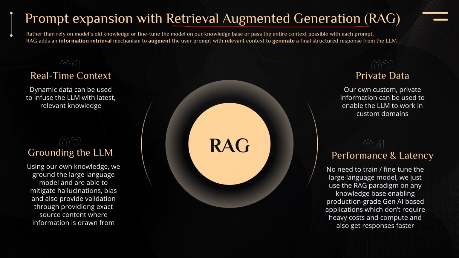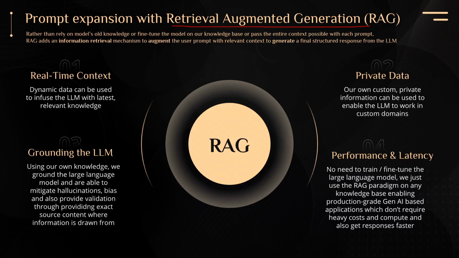One is we can use real-time context, that is, dynamic data can be used. Instead of the LLM having to rely on its own pre-existing and out-of-date knowledge, it can use the latest and relevant knowledge. It can even use private data. For example, we can use our own databases, our own set of documentation to make the large language model work on our domain and our application. And one more interesting thing is that it grounds the large language model on the knowledge base that we have. In practice, it mitigates the hallucinations, through prompt engineering and through doing retrieval augmented generation. It mitigates the kind of hallucinations that we generally see with just LLMs.